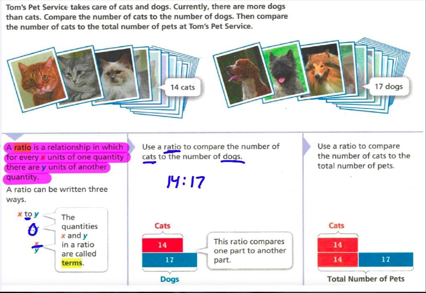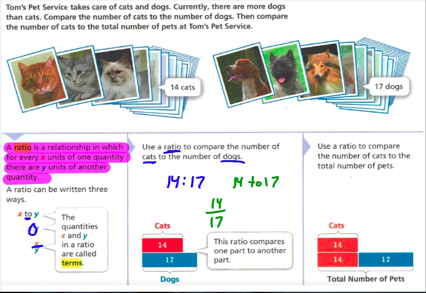So it wants us to write it in three different ways. We can write it with a colon, we can say 14 to 17, or we can do 14 over 17. But a ratio is just comparing how many of one thing to how many of something else.